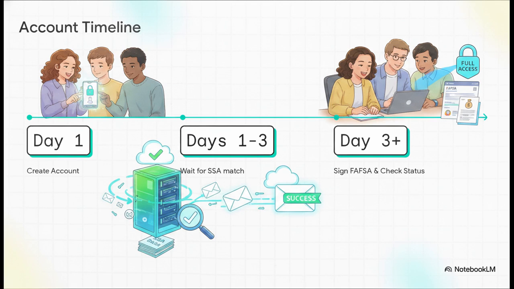For days 1 through 3, you just have to sit tight and wait for the system to automatically bounce your data against the Social Security Administration databases. Only after you receive an email confirming that your SSA match was successful can you move on. Once you are fully matched, you're free to electronically sign your FAFSA, sign those master promissory notes for any loans, and check your status right on your dashboard.